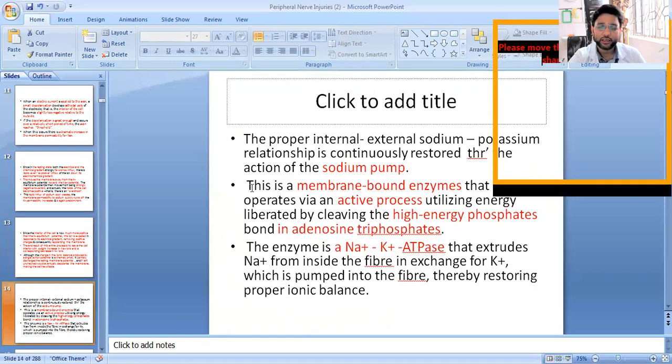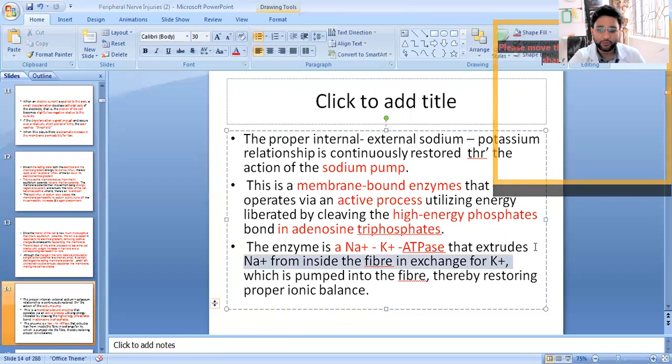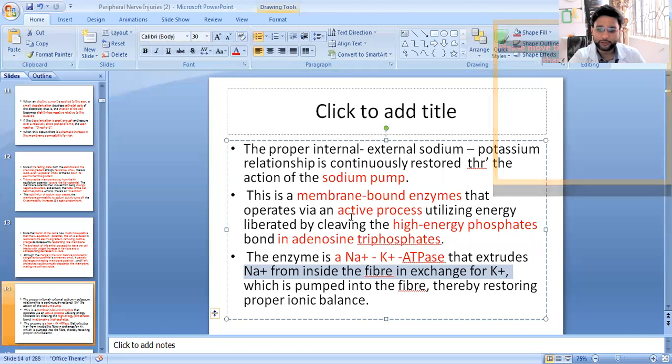The proper internal-external sodium-potassium relationship is continuously restored by the action of the sodium pump. This is the membrane-bound enzyme that operates via an active process, utilizing energy liberated by cleaving the high-energy phosphate bond in adenosine triphosphate. The enzyme is a sodium-potassium ATPase that extrudes sodium from inside the fiber in exchange for potassium, which is pumped into the fiber, thereby restoring proper ionic balance.